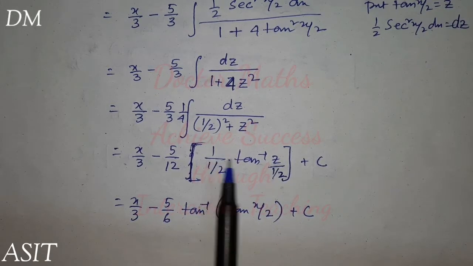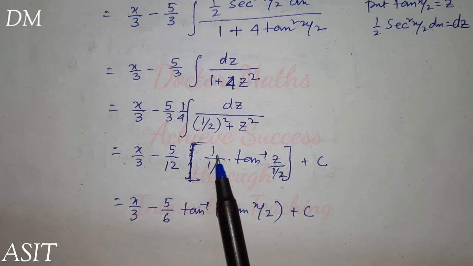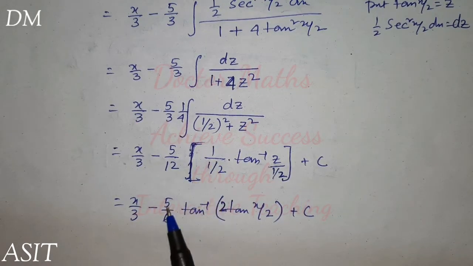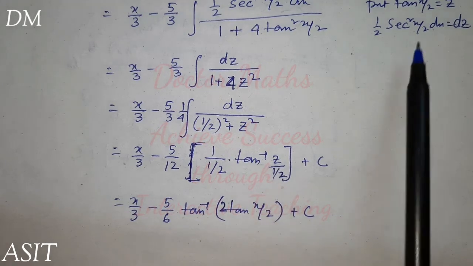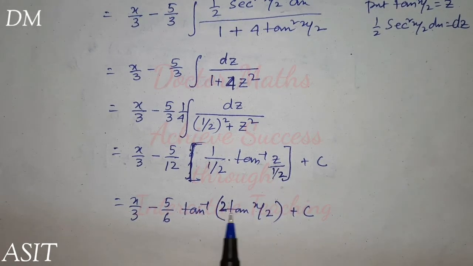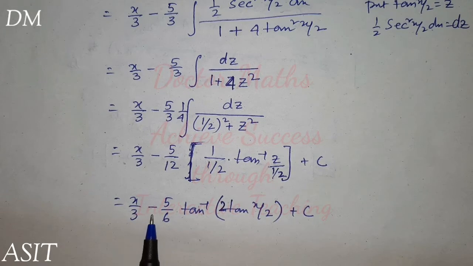So it will become 2 tan inverse 2z. Now this 2 and 12 cancel out, it will be 5/6 tan inverse 2z, and z is tan x/2, so therefore 2 tan x/2 plus c. So the integration will be x/3 minus 5/6 tan inverse of 2 tan x/2 plus c.